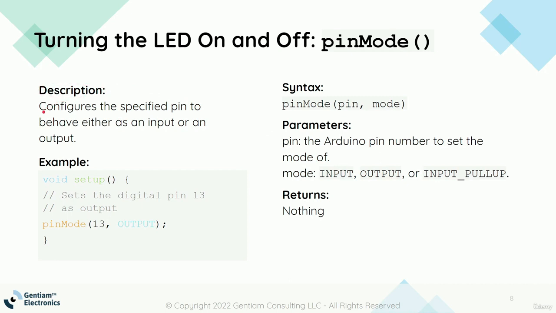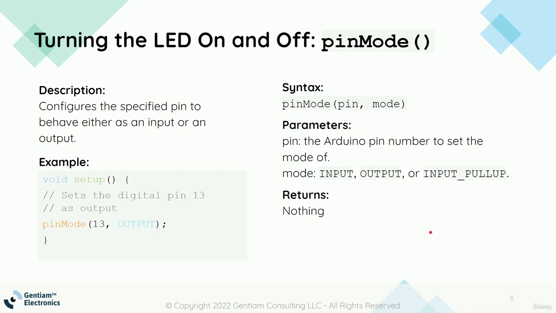So pinMode configures the specified pin to behave either as an input or an output. If we go to the syntax, which is just a programming term for grammar in code, we have pinMode, and pinMode takes 2 parameters. The first parameter is pin, the second parameter is mode, and pin is the Arduino pin number to set the mode of. And then mode can be one of 3 keywords. It can be INPUT, OUTPUT, or INPUT_PULLUP.